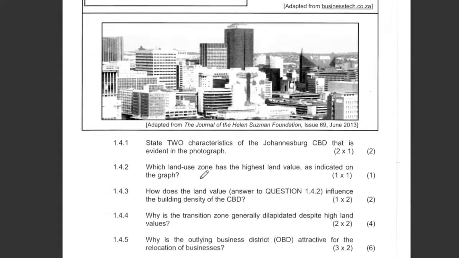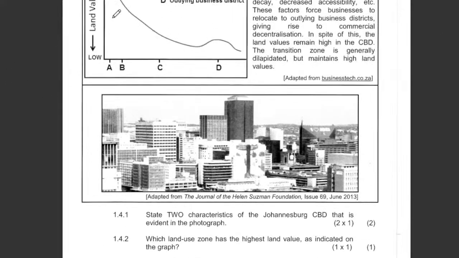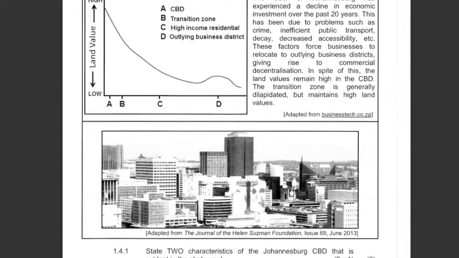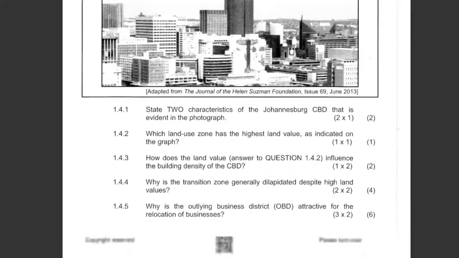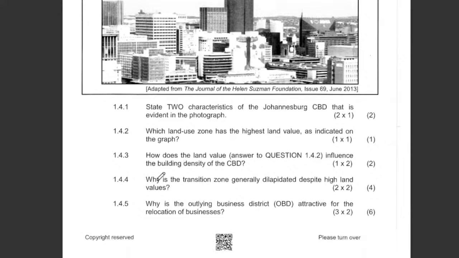Which of the land use has the highest value as indicated in the graph? Which one has the highest value? Obviously, the graph here is indicating that A has got the highest value. And when you look at A, it is the CBD. So the CBD has got the highest land value.